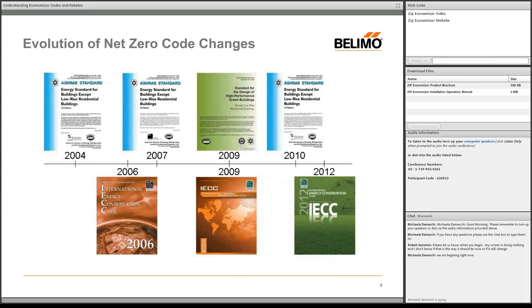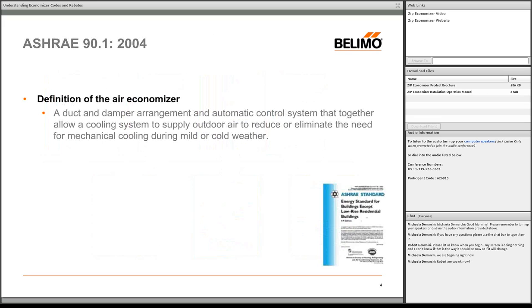So the evolution of net zero code changes with respect to economizers goes all the way back to 2004 with ASHRAE, and more currently with 2012 IECC. ASHRAE 90.1 in 2004 started with the definition of an air economizer, a duct and damper arrangement and automatic control system that together allow for a cooling system to supply outdoor air to reduce or eliminate the need for mechanical cooling during mild or cold weather.